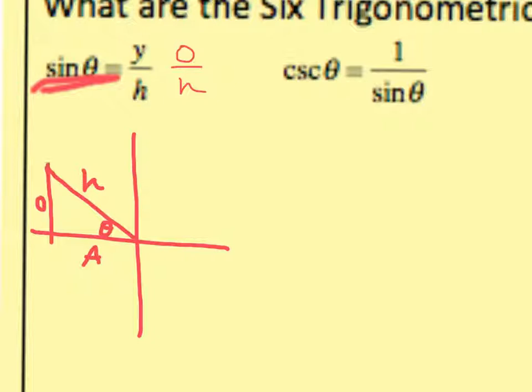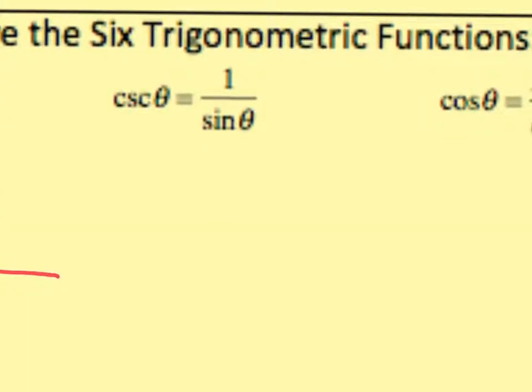Well, the opposite side is really how high this goes on the y-axis. So instead of saying O, we're going to get in the habit of saying y, because this is going to help us when we get further into the unit circle, understanding that y pairs with sine. Now this next one, cosecant, is just the reciprocal of sine. So it's 1 over sine, or if sine is y over h, you can think of cosecant as h over y. You just have to remember that sine and cosecant go together.